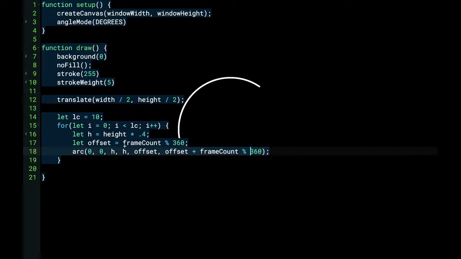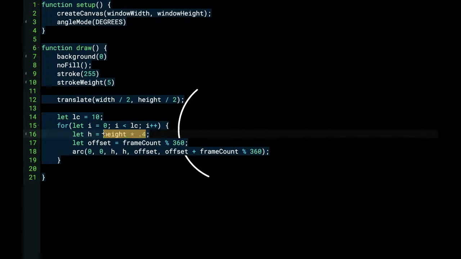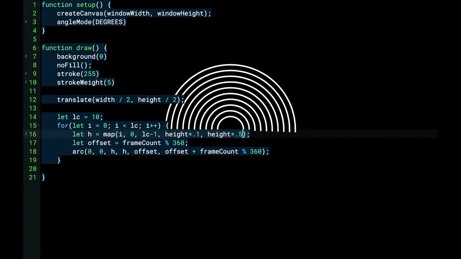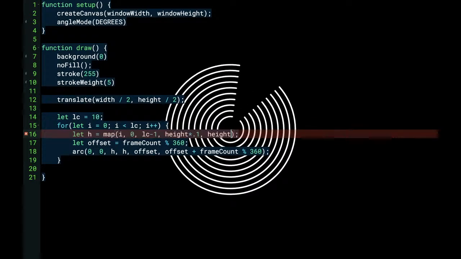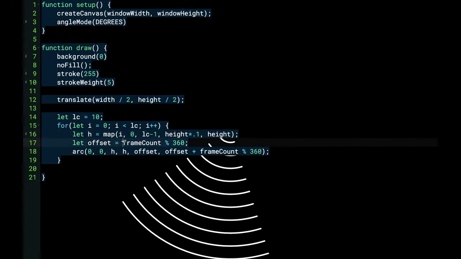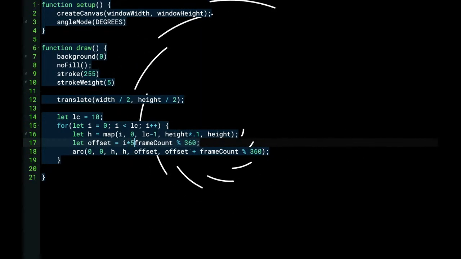Okay, so now there's 10 of them, and now we need to do something like make them unique to each other. So maybe their size should be a map of I. Goes from 0 to LC minus 1. I want it to go from like height times 0.1 to height times 0.4, maybe to 0.5. Maybe simply height. All right, almost have radar vision, and then they should have different offsets from each other. So instead of them all being the same frame set, we just have to use I times.